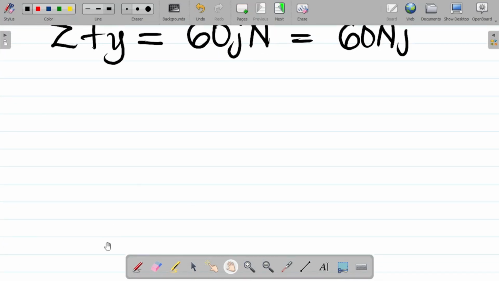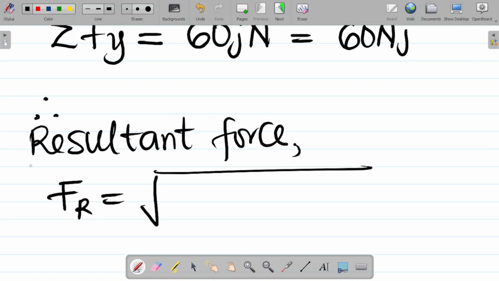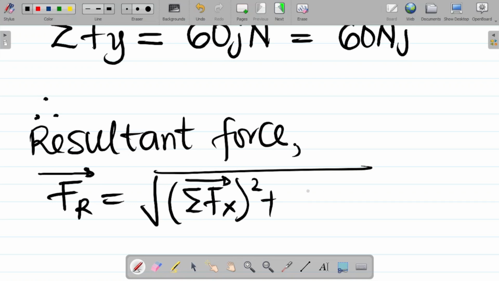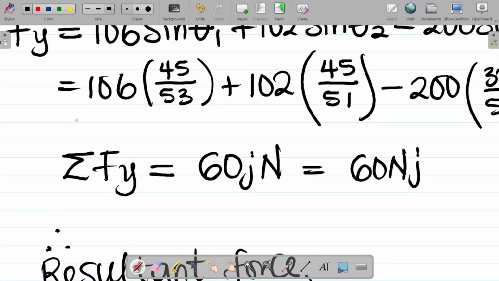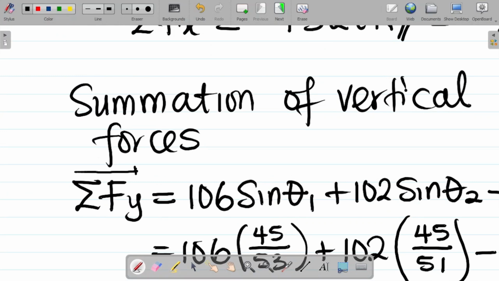Let's now get the resultant. So therefore, the resultant force, we call it Fr. So we said Fr is equal to the square root, if we use direction here, square root of sigma Fx squared plus sigma Fy, this one here, squared. So we have this. Okay, let me just add the arrowhead here.